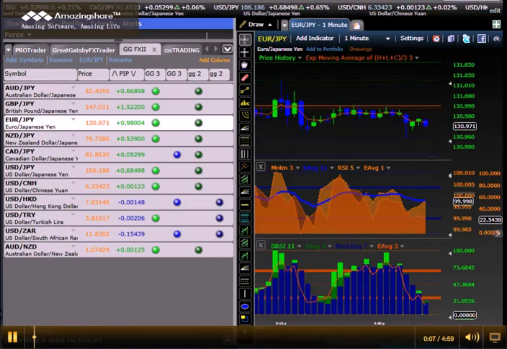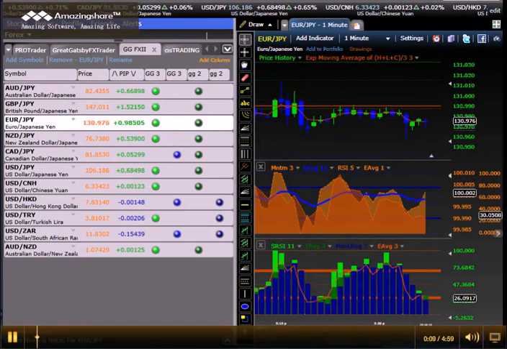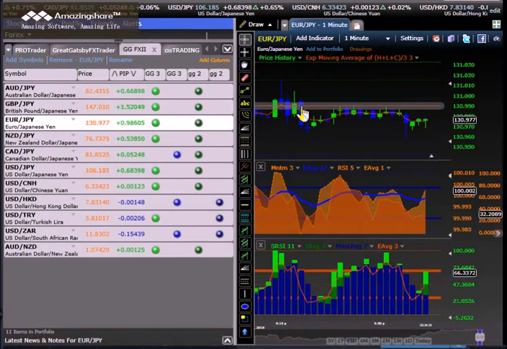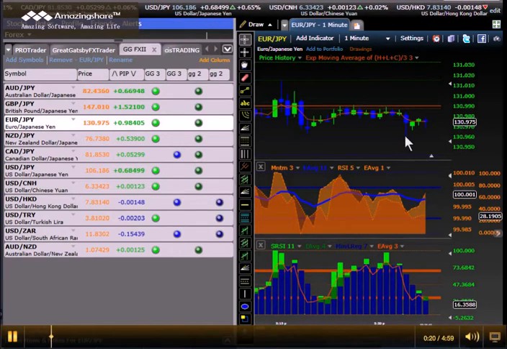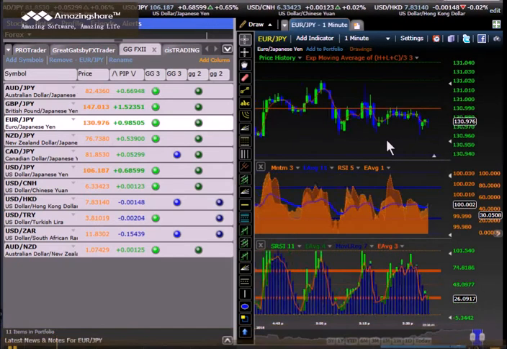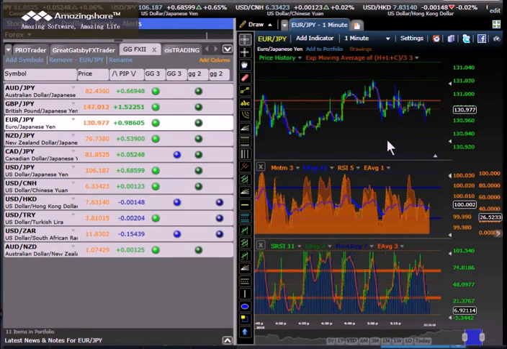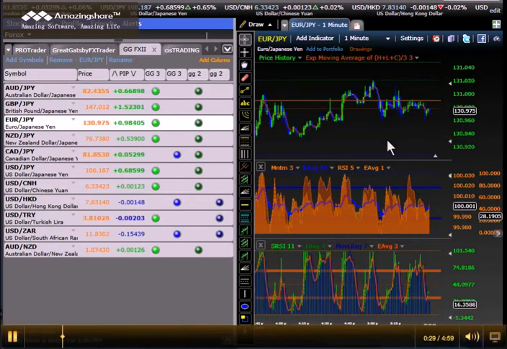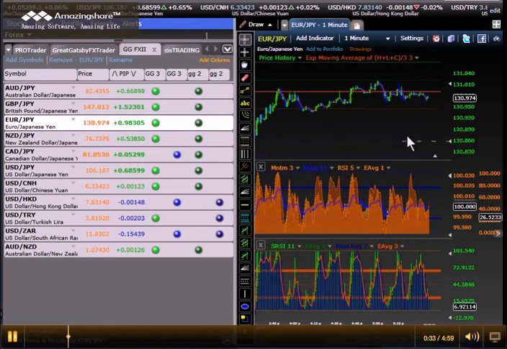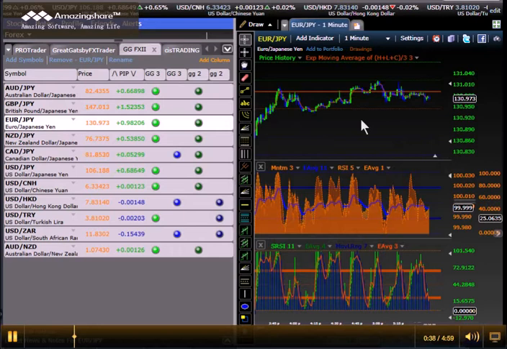In focus, the Euro Japanese yen. We are in a short from right back here in this area at around 130.99. Looking for a move all the way through to 130.90. Right back down. Somewhere between this area here, just below this low. So that's sort of our target area, something down around 130.90.